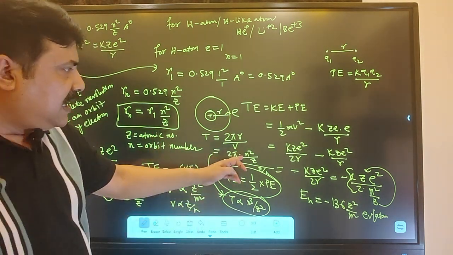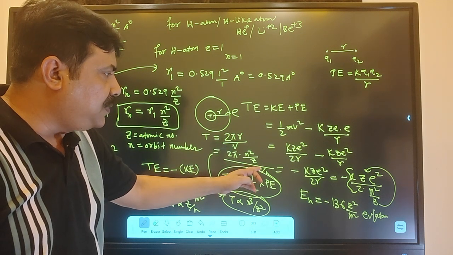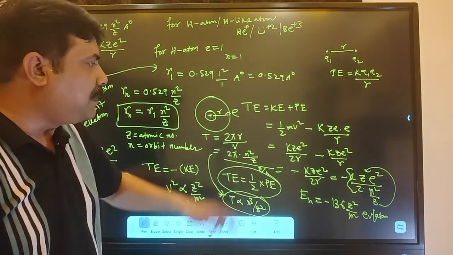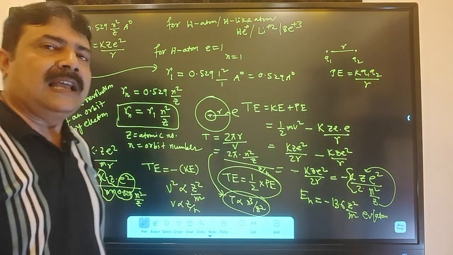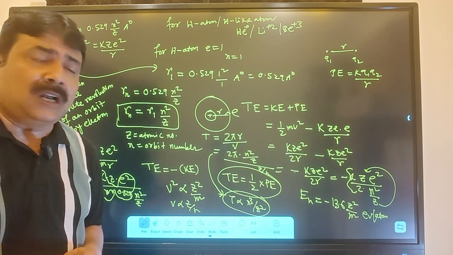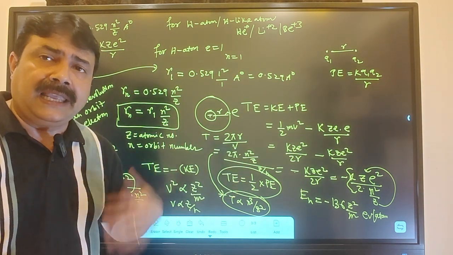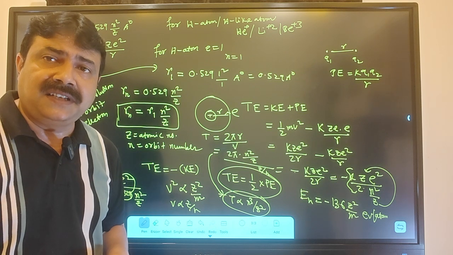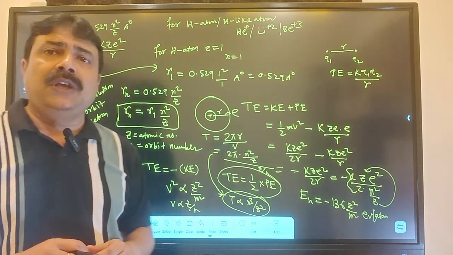Z square. You look here, n square by Z is there, and below in the denominator v is there. Instead of v we put Z by n, n will go up, and this part is a constant, then n cube by Z square. So that's why the time period for one complete revolution is proportional to orbit number cube by atomic number square. Is it clear or not? I hope I was able to give clarity to everybody.